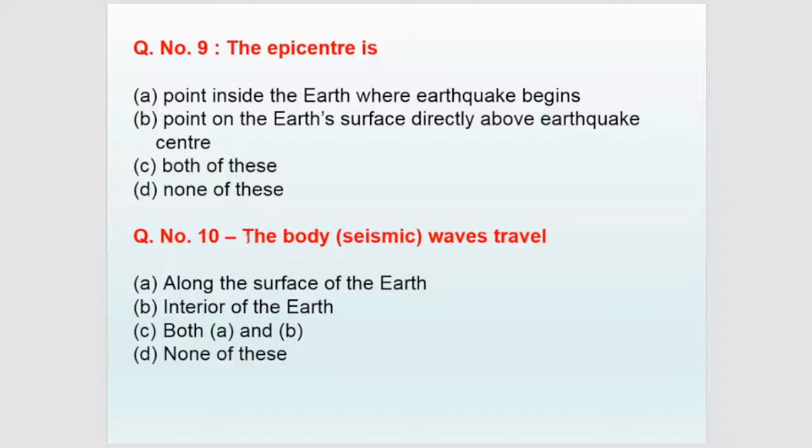So now coming to question number 10. Body waves or seismic waves travel along the waves which travel inside the body of the earth: interior of the earth, along the surface of the earth, both A and B, or none of these. How do we define body waves? So we are having an assortment. Yes, there is a combination of responses of A, C, and B. I think B is the correct answer. As I explained in my presentation, body waves are the waves which travel inside the interior of the earth. The waves which travel along the surface are known as surface waves. Okay, so the correct answer for body waves is that they travel in the interior of the earth.